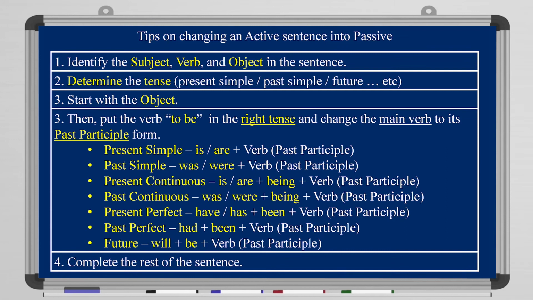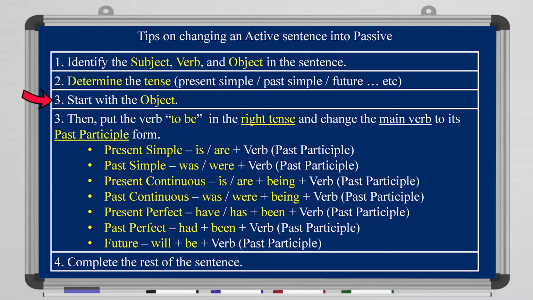Now, to change a sentence from active into passive, if you can look at the table right in front of you, I want you to screenshot it or to make a note of it, because it's very important. First, what we need to do is identify the subject, the verb, and the object. So look at the sentence, see where's the subject, where's the verb, and where's the object. Then I want you to determine the tense of the verb. So you need to know what tense the verb is in. Is it in the present simple? Is it in the past simple? Is it in the future? Okay? Then we start to change the sentence into a passive.